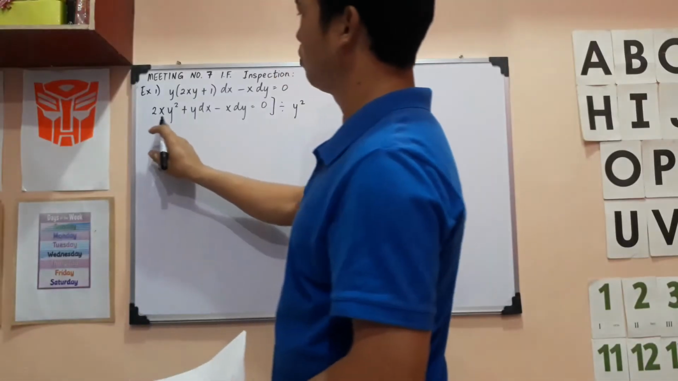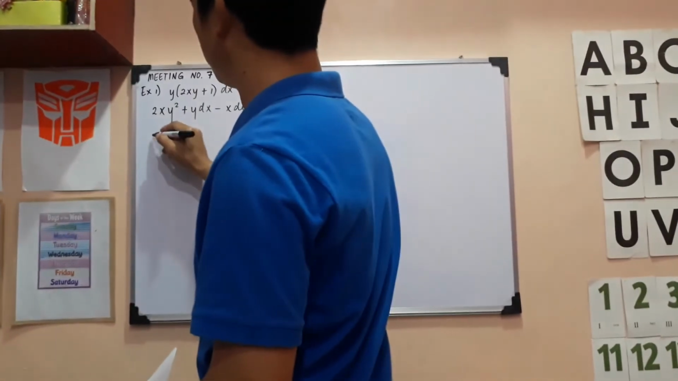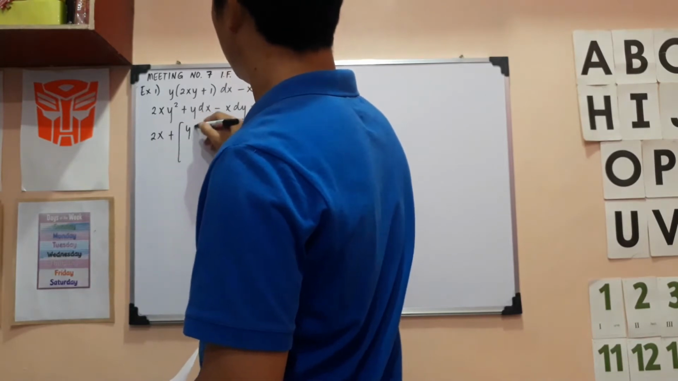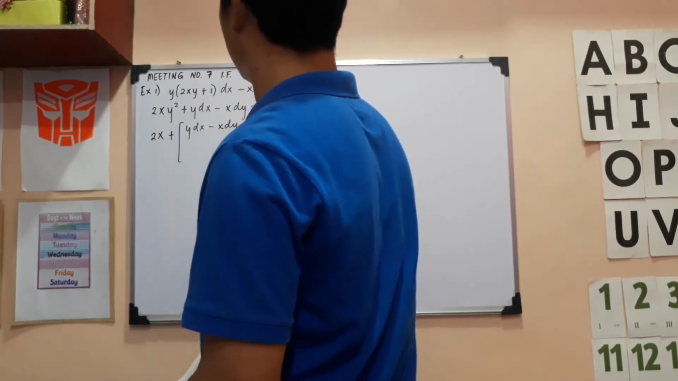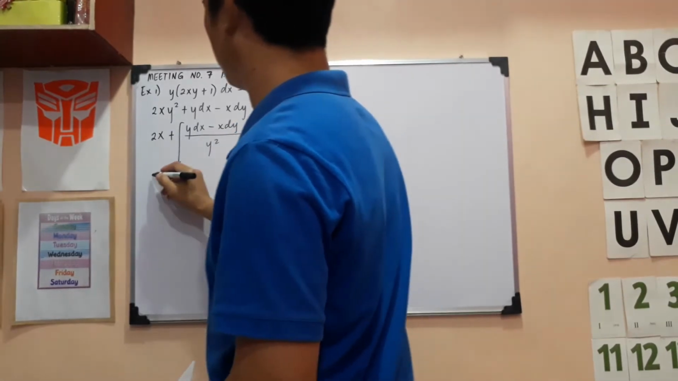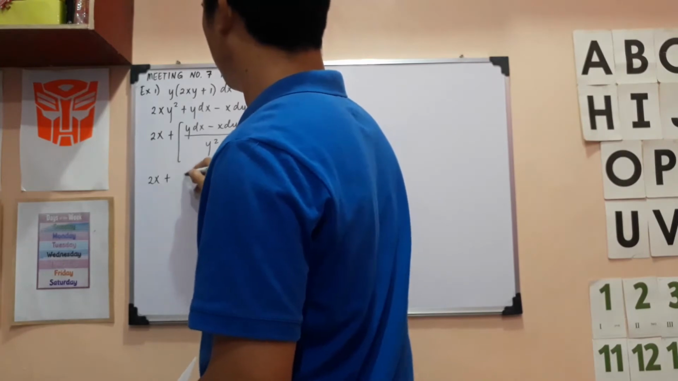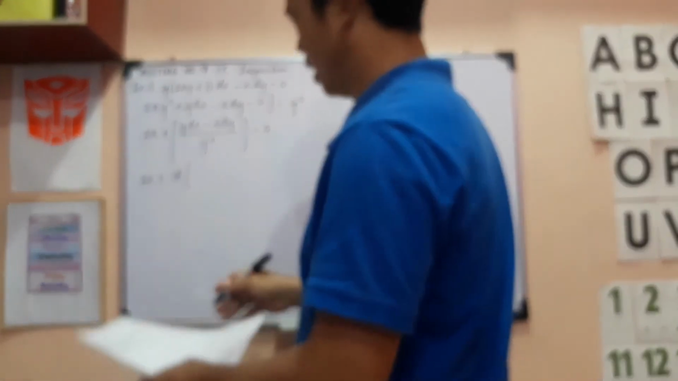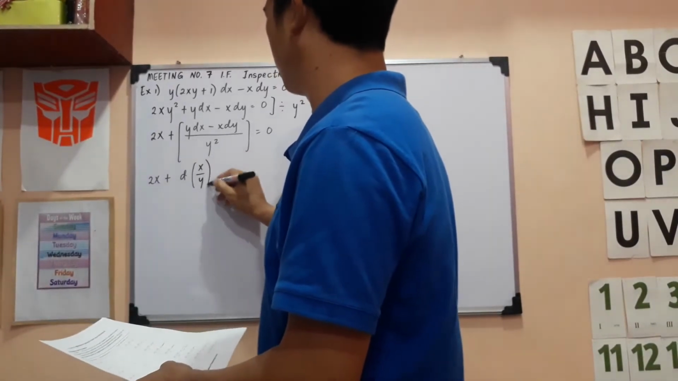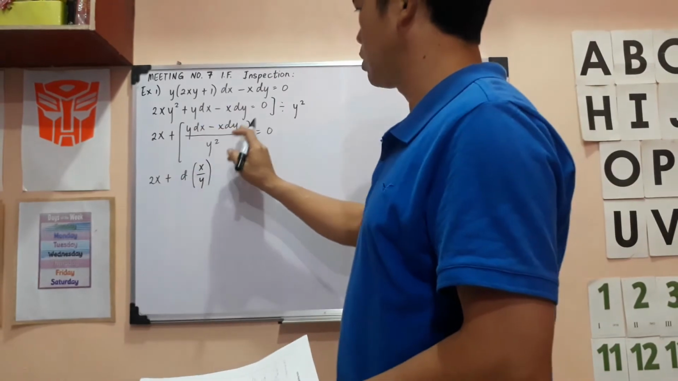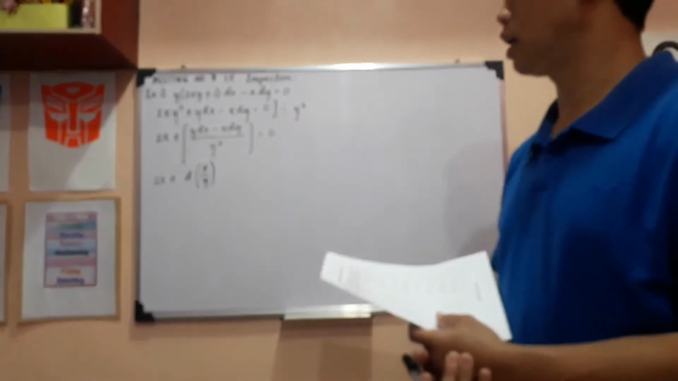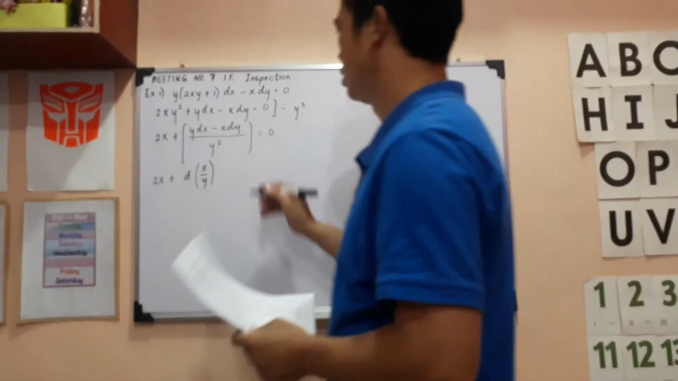At saka ito magiging independent na nga siya. Ibig sabihin, matitira as a pure x alone. So plus quantity y dx minus x dy over y square is equal to 0. So now we have 2x plus, and this is the derivative of x over y sa table. The derivative of x over y is this, y dx minus x dy all over y squared. That is the derivative of the quotient in ating differential calculus. So that is equal to 0.